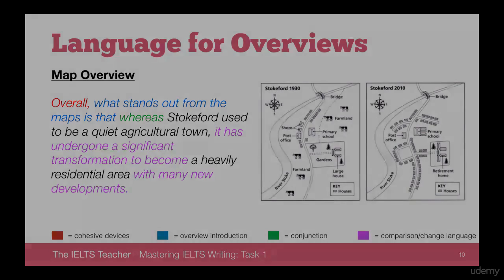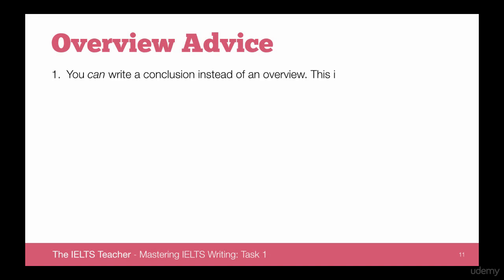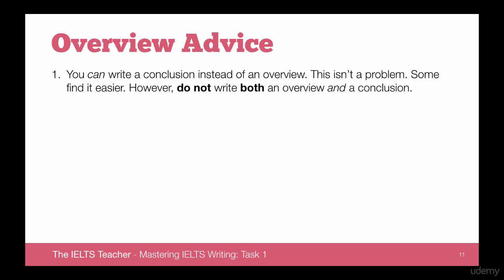So let's sum up with some advice. Some people say that you should write a summary rather than an overview. That's okay. So you can write a summary instead of an overview. Really, it's just a case of changing the position of the paragraph. Some find it easier to finish with the overview rather than put it in the second paragraph position. Just make sure you do not write both an overview and a conclusion. They serve the same purpose, so it's silly to write both.